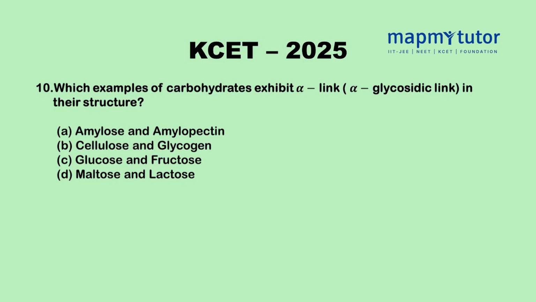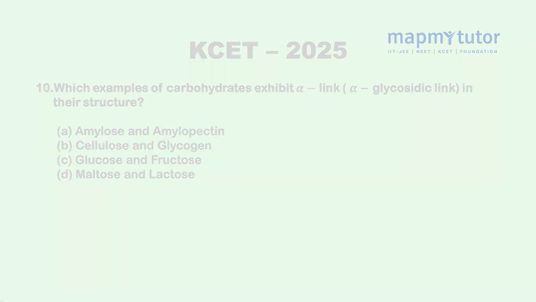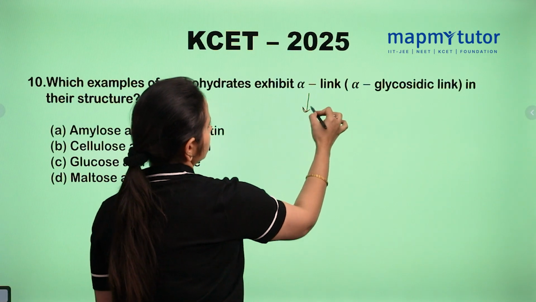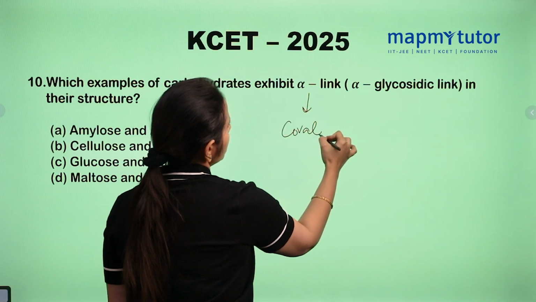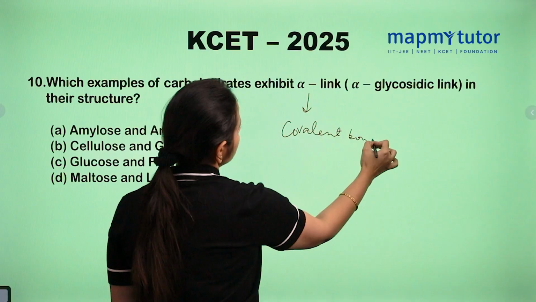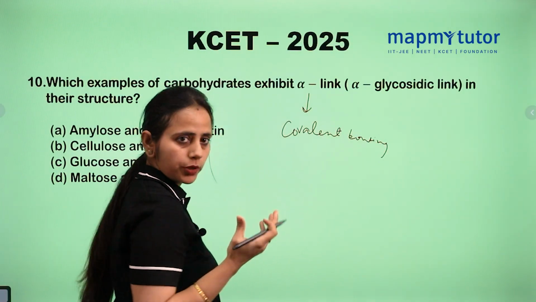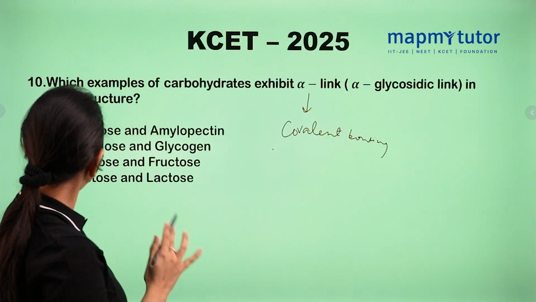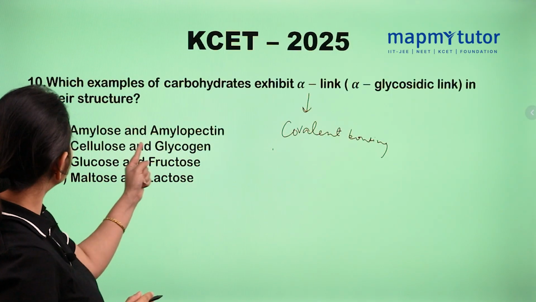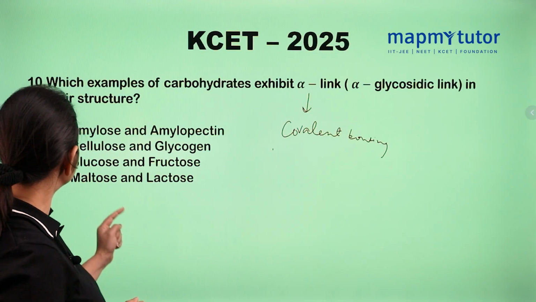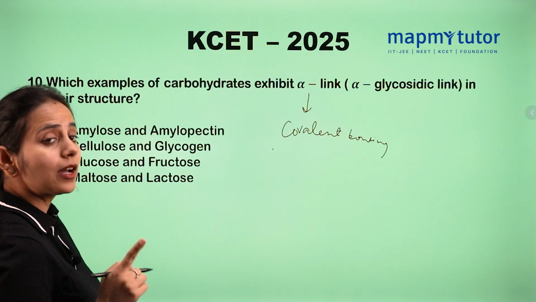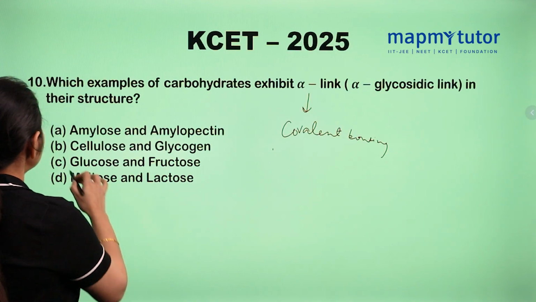Which examples of carbohydrates exhibit alpha link in their structures? Now, what is alpha linkage? It is a kind of covalent bonding between the glucose units. Here, alpha linkage is present in which structure? Amylose and amylopectin, cellulose and glycogen, glucose and fructose, maltose and lactose. No, it comes in amylose and amylopectin. Okay, A is the right answer.